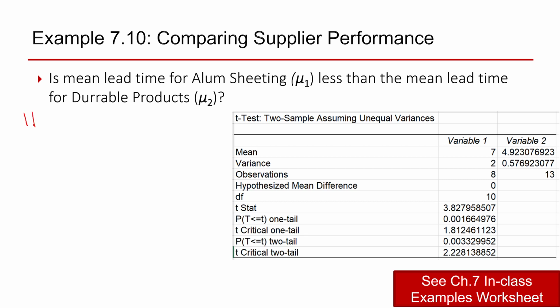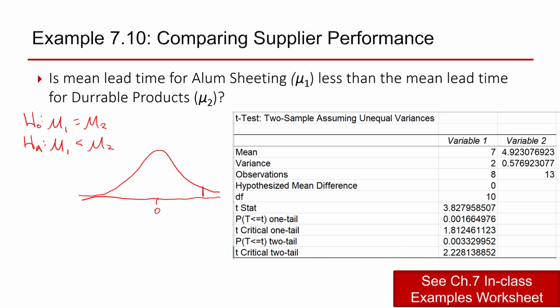So let's first write down the hypotheses. What's the null hypothesis? That's that there is no difference. Mu1 equals mu2. And our alternative hypothesis this time is that mu1 is less than mu2, right? We want to know if alum sheeting is less than durable products. All right, so let's draw our picture. We fed our sample 1 and our sample 2 into our statistical software, and it calculated our test statistic, right? It has the test statistic as 3.83.